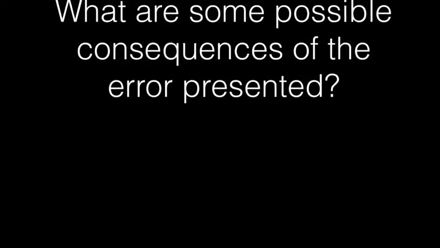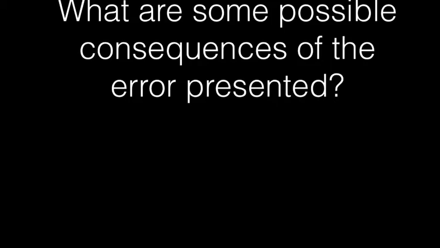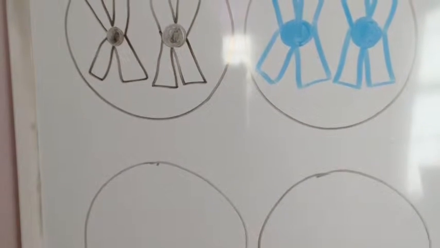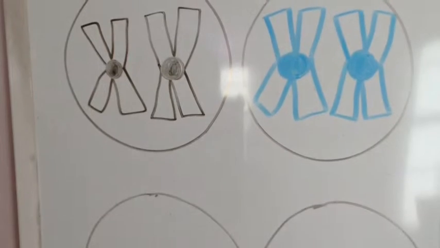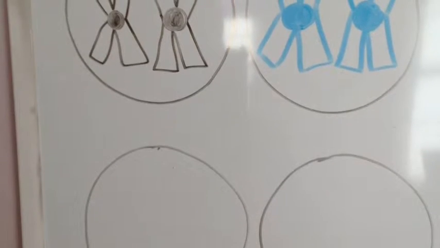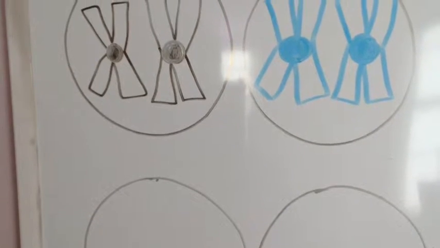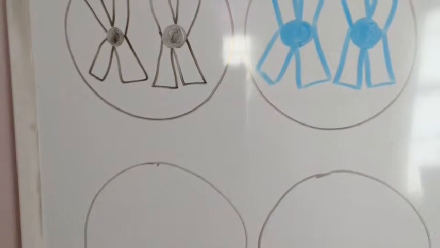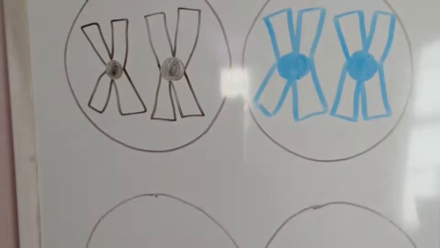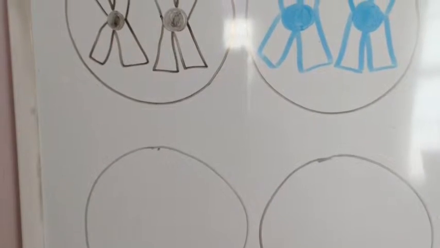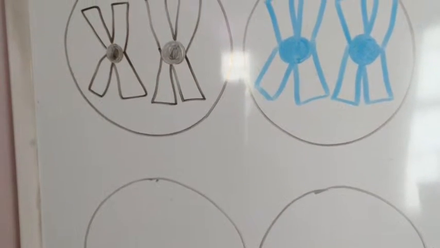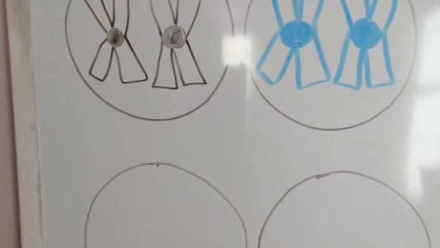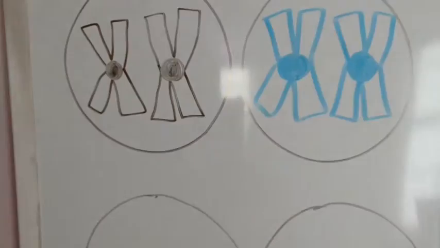The error that we chose to model is a non-disjunction. In this, homologous chromosomes don't separate, so one cell or gamete receives 3 of the same chromosomes and the other gamete receives none. This non-disjunction can cause trisomy and monosomy, which can lead to certain inherited diseases such as Down syndrome. It is the most common cause of mental retardation in humans and occurs in one of about 600 to 800 births.